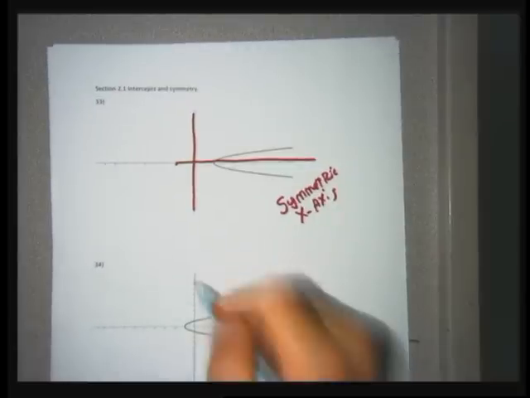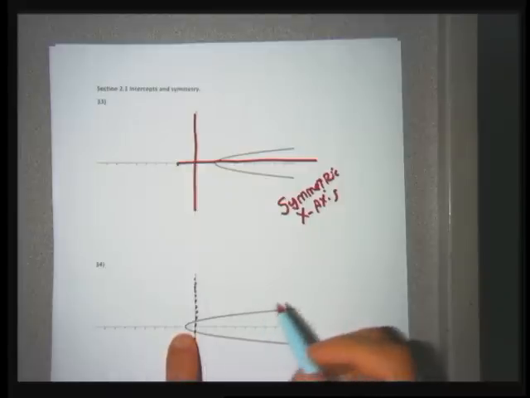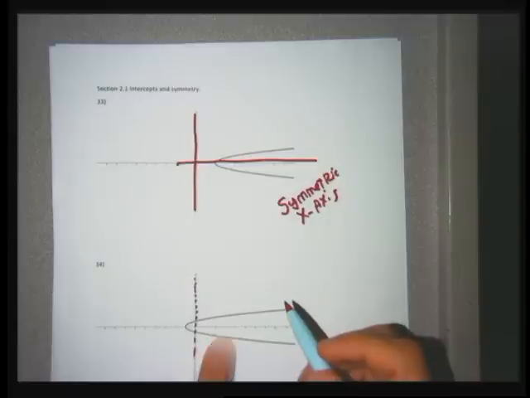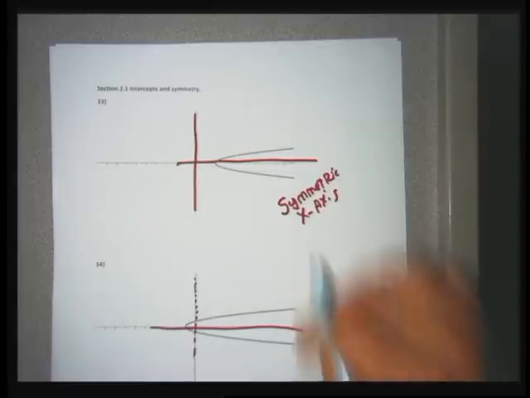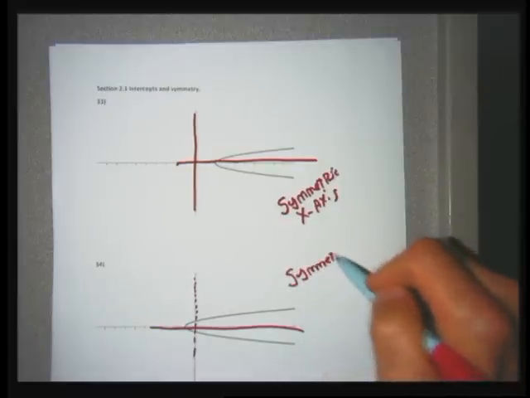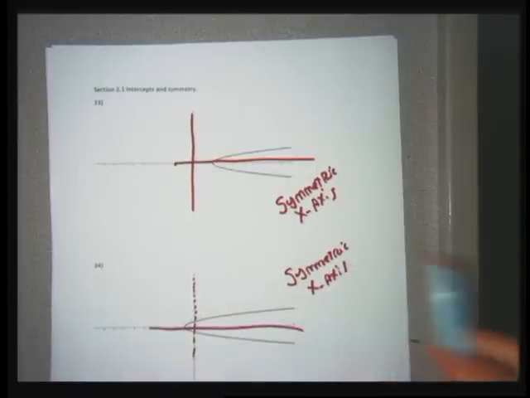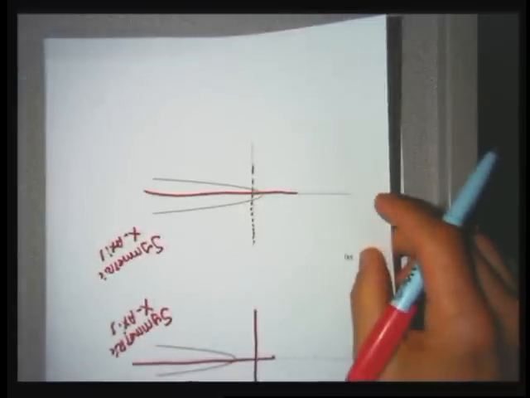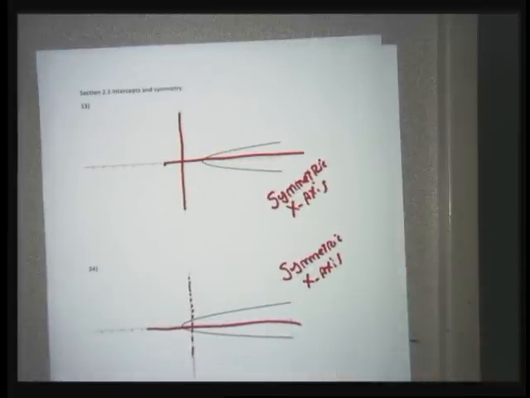Similarly, 34, if I draw a line through the y-axis, it doesn't cut it into equal halves. The half to the left of the y-axis doesn't look like the half to the right of the y-axis. If I draw a line through the x-axis, the half above the x-axis and the half below the x-axis look exactly the same, so it's symmetric to the x-axis. And if I flip the page over, instead of opening to the right, it's opening to the left, which isn't the same, so it's not symmetric to the origin. So both 33 and 34, the only symmetry they have is to the x-axis, because the x-axis is the only line that cuts them perfectly in half.